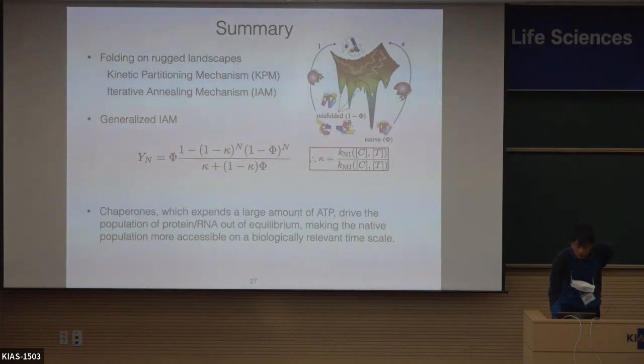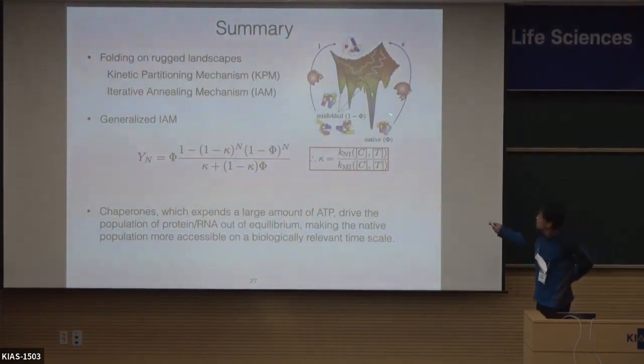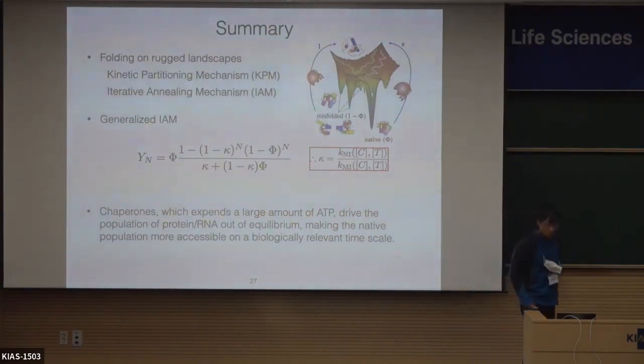To summarize, I talked about folding on the rugged landscape. In that kind of rugged landscape, a protein or RNA has to fold via a kinetic partitioning mechanism, and the chaperone basically helps the folding of a protein or RNA by an iterative annealing mechanism, which is essentially non-equilibrium. The previous iterative annealing mechanism has to be generalized by considering the unfolding of the native state. So the final conclusion is that the chaperone, which expends a lot of ATP, drives the population of protein or RNA out of equilibrium, making the native population more accessible on a biological time scale.